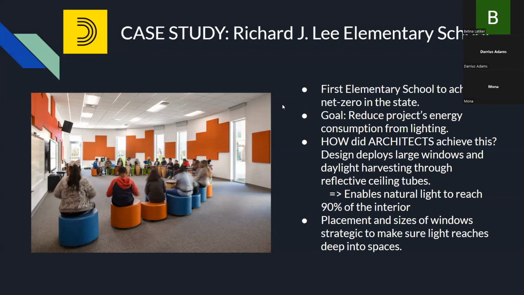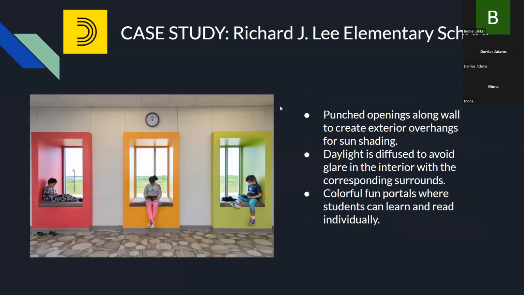In the Richard J. Lee Elementary School design in Plano, Texas, they use large windows and daylight harvesting through reflective ceiling tubes, which enables natural light to reach 90% of the interior. The placement and the sizes of the windows were strategic to make sure the light reaches deep into the spaces. Punched openings were placed along the wall to create exterior overhangs for sun shading. Daylight is diffused to avoid glare in the interior with the corresponding surrounds. Colorful, fun portals where students can learn and read individually.